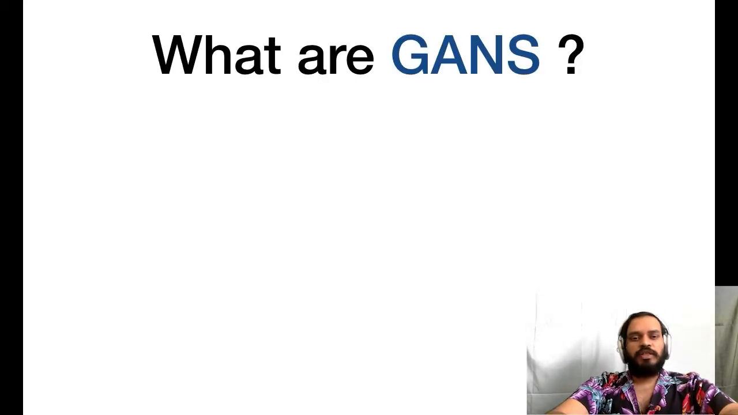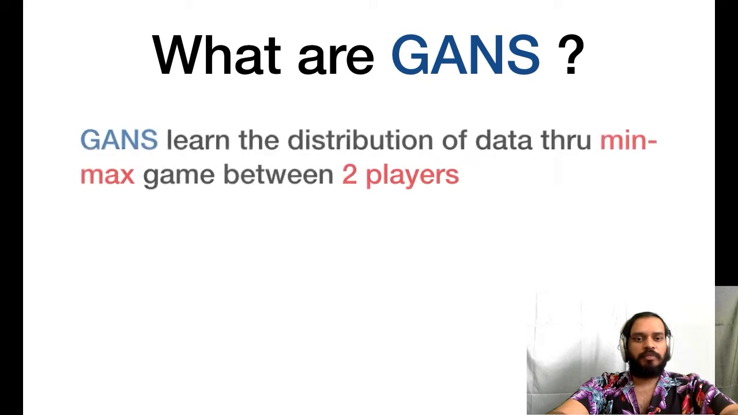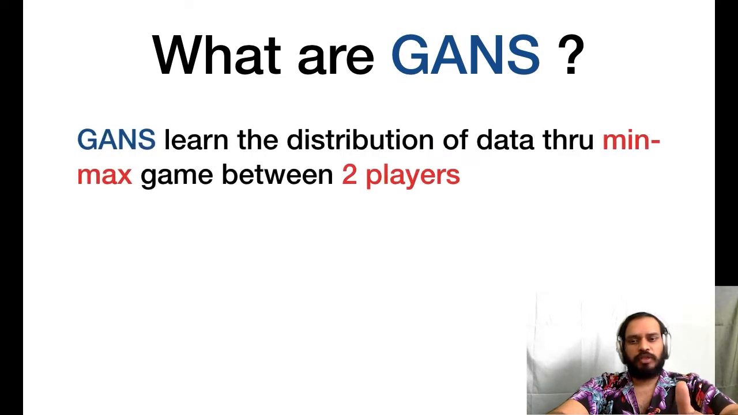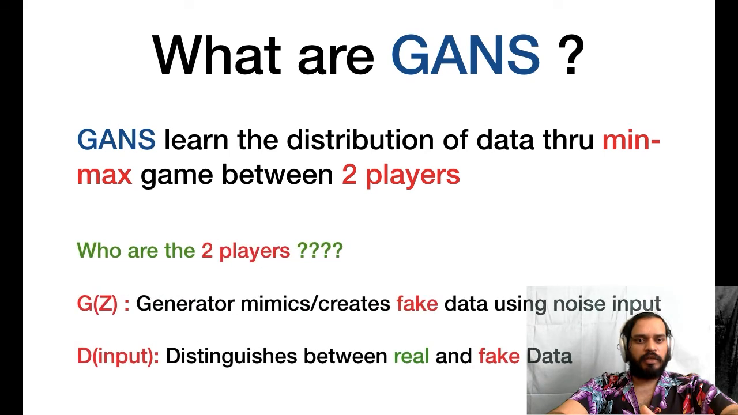So GANs are basically a two-player min-max game that's played between two neural networks. One of the neural networks takes the role of generator, and the job of the generator is to take in random noisy input and make fake data out of it. And the second neural network takes on the role of discriminator, and the job of the discriminator is to be able to tell apart the real data from the fake data.